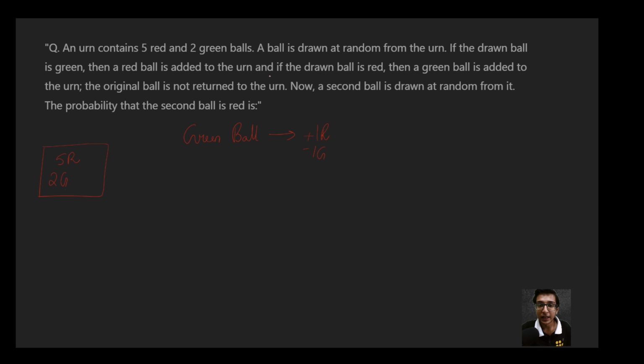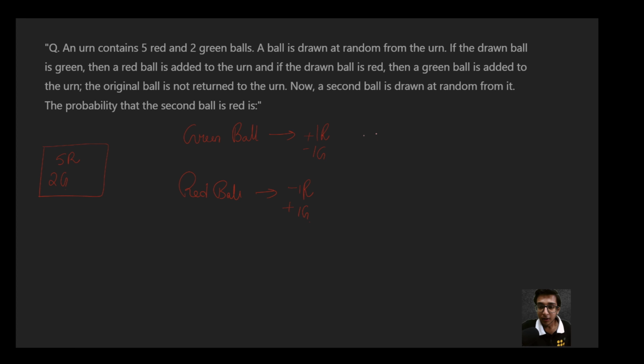What further they are saying is, if the drawn ball is red, then a green ball is added to the urn. The original ball is not returned to the urn. So they've told us, once I pick out a green ball, I discard it, and instead of that green ball, I add a red ball inside the urn. And if I pick a red ball, I discard that red ball, and instead I add a green ball. Now a second ball is drawn at random from it. That means there have been 2 draws, the first draw and now the second draw. What is the probability that the second ball drawn is red?